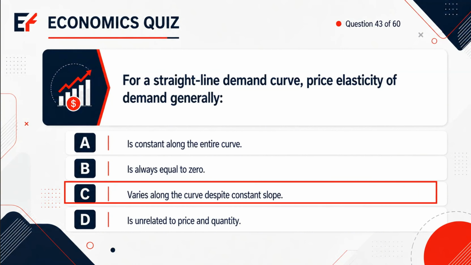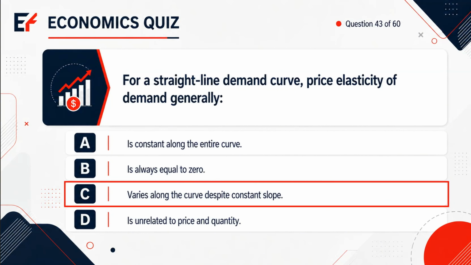Let's separate slope from elasticity. A straight-line demand curve has a constant slope, but elasticity is not based on slope alone. It also depends on the price and quantity at the specific point on the curve. Option C is correct because elasticity changes as the price-quantity ratio changes along the curve.